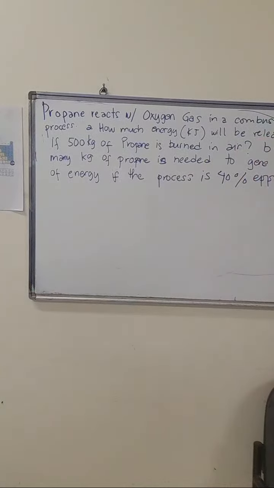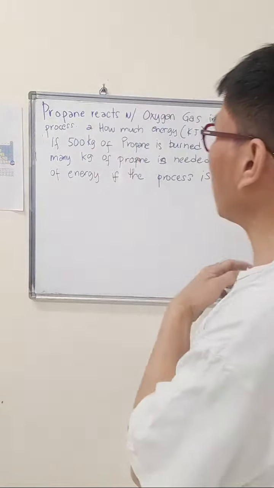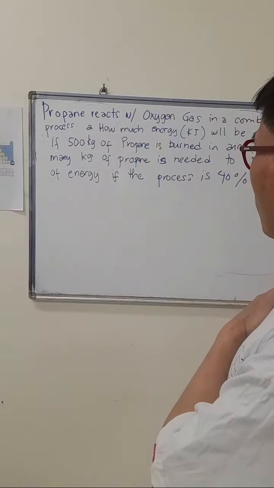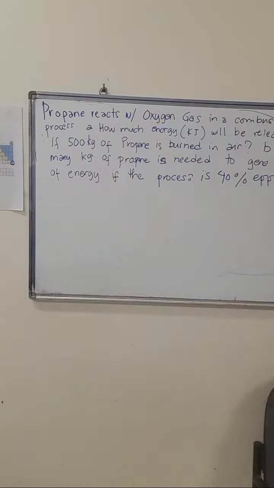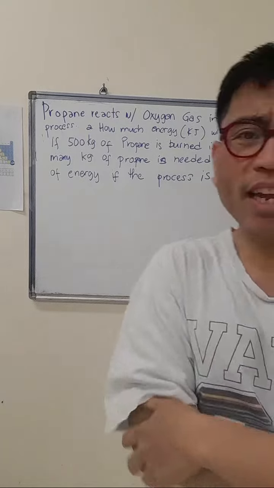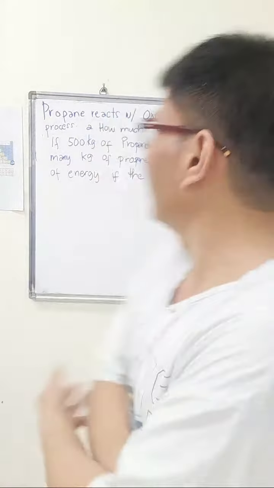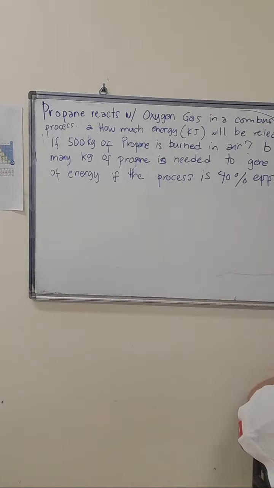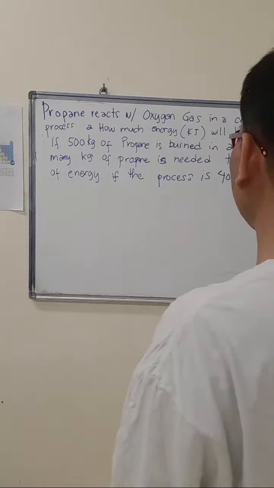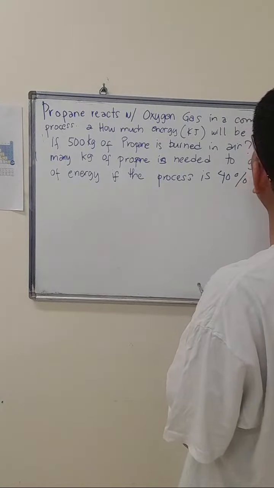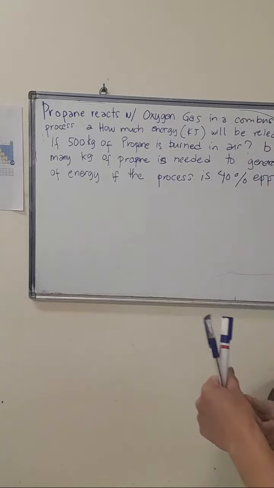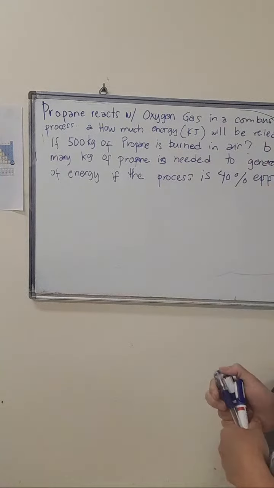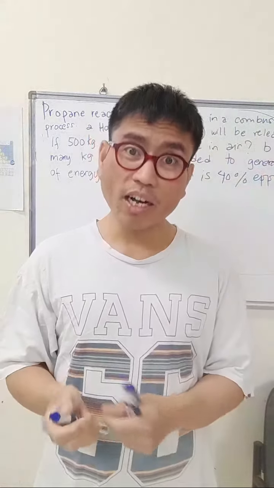Propane reacts with oxygen gas in a combustion process. It was mentioned that it's combustion. Letter A, how much energy in kilojoules will be released if 500 kilograms of propane is burned in air? It looks difficult, right? B, how many kilograms of propane is needed to generate, this is generate guys, 500 megajoules of energy if the process is 40% efficient?